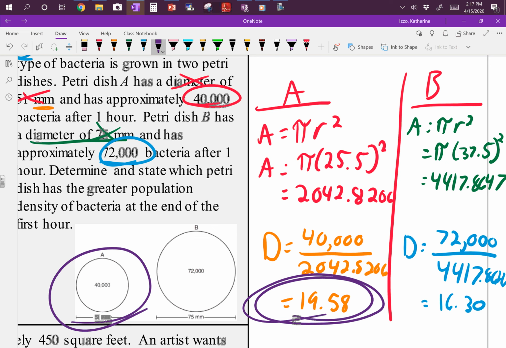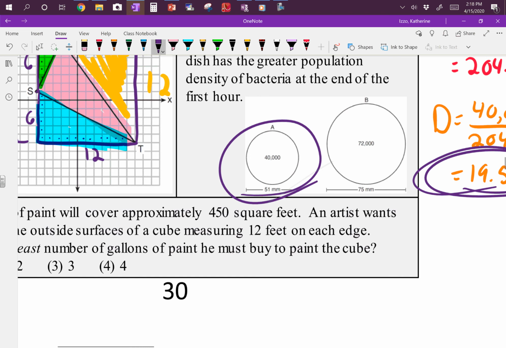So A is the one not social distancing. Bad bacteria. Bad. Also, I might be going crazy in here. It's a possibility. All right.